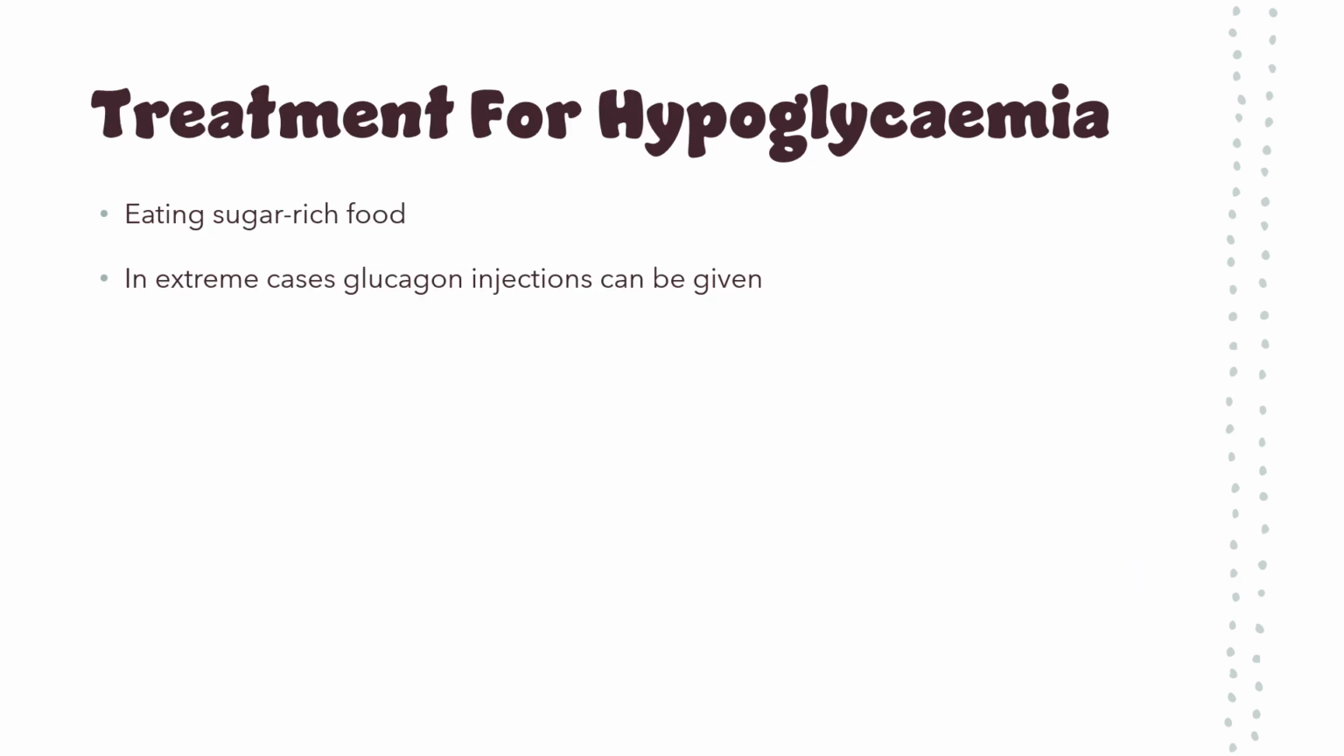So what are some treatments for hypoglycemia? It's pretty simple. Eating. Eating sugar-rich food will increase the blood glucose levels pretty quickly, or in extreme cases, you can have injections of glucagon. Glucagon is the hormone that is used to convert glycogen back into glucose, which then re-enters the bloodstream.